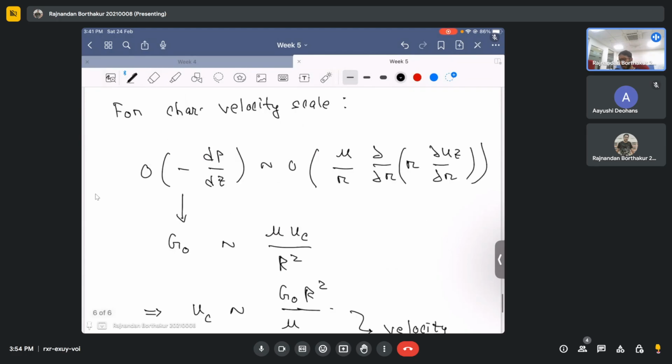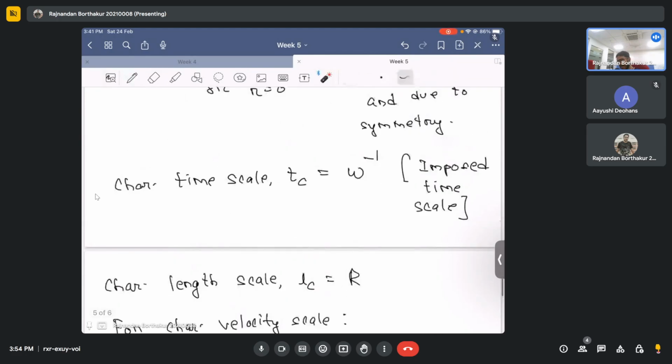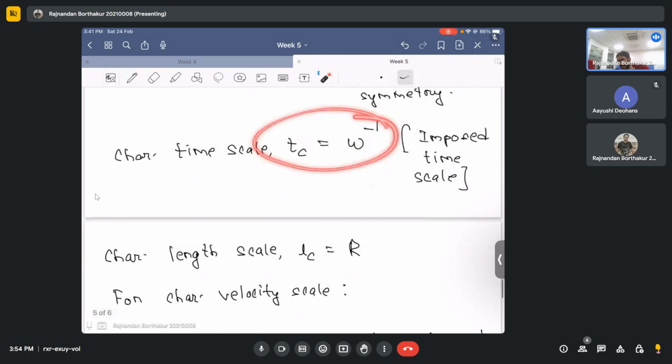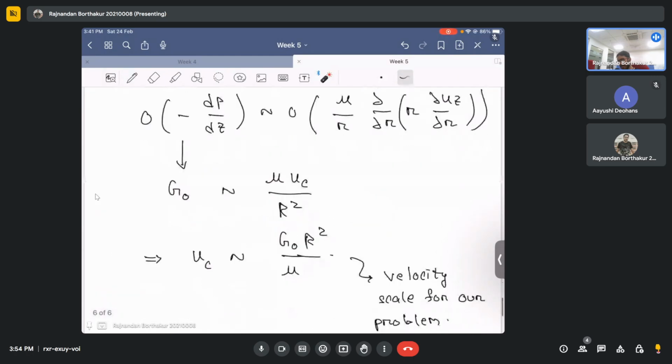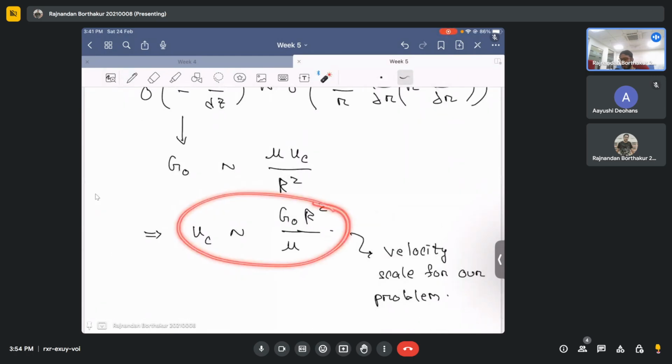Okay, so we have defined all the necessary scales. We have the necessary time scale, which is this. We have the necessary length scale, which is this. We have the necessary velocity scale, which is basically g naught times r square by mu.